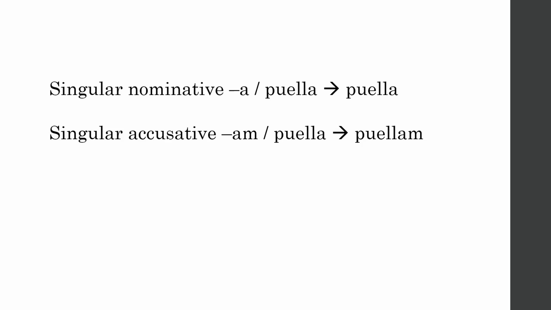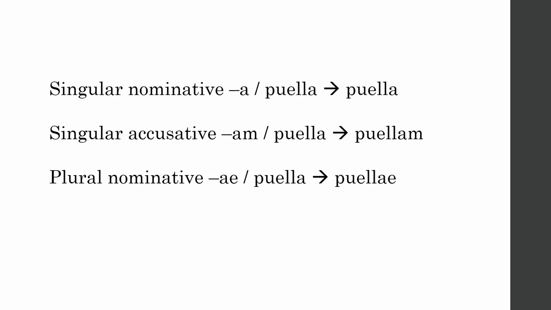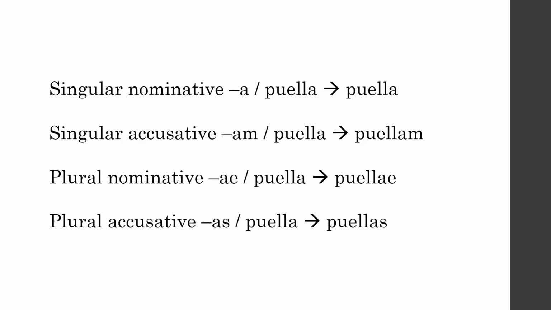Well, for the plural nominative, it takes the ending ae, so puella becomes puellae. And in the plural accusative, it takes the ending as, so puella becomes puellas.